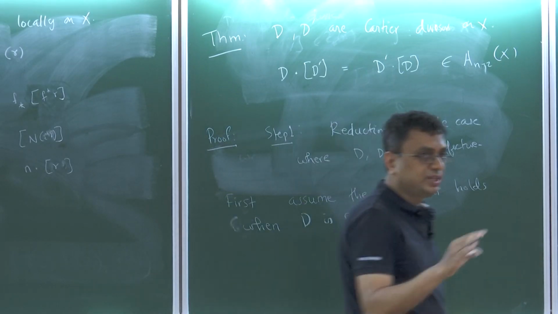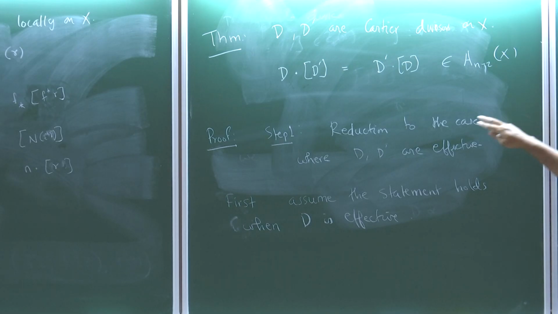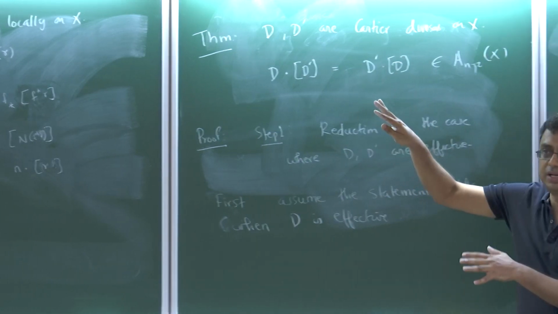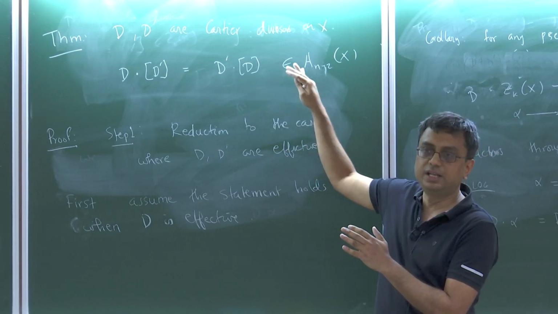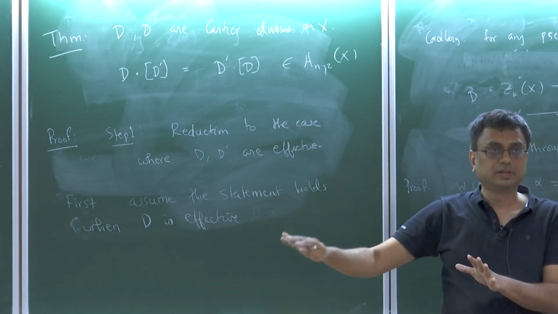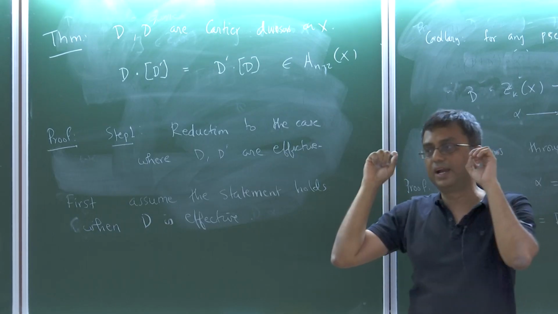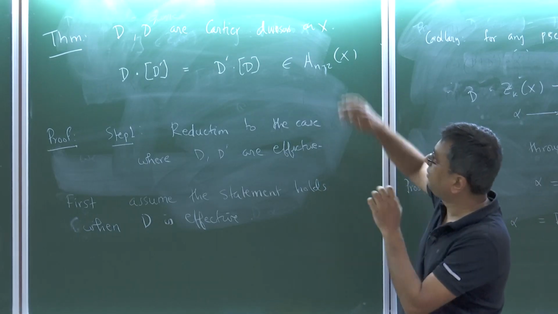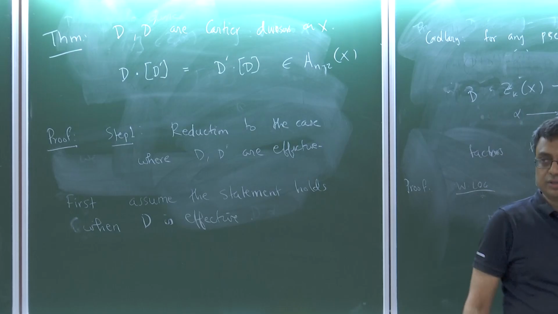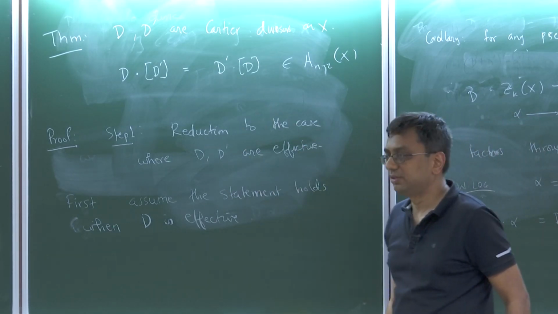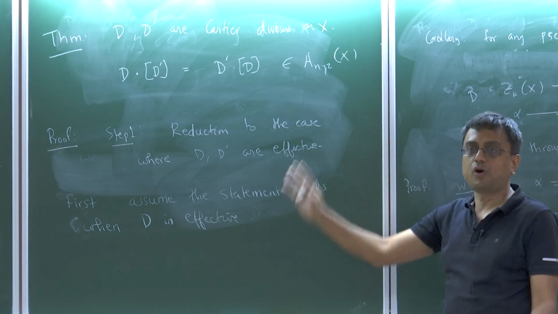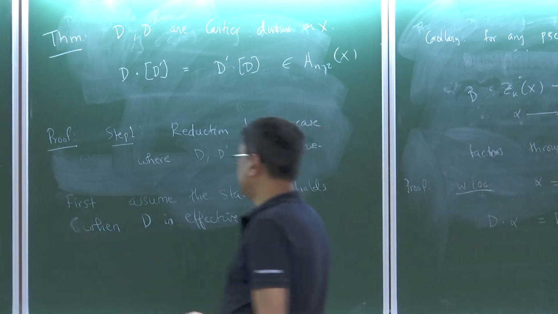Okay. So what I'm saying is whenever D is effective in this, I will handle D prime later, but first assume that D is effective and assume that this holds for every D prime and D effective. This holds for every D effective and every D prime on every X. Okay, X also will change. So if this theorem holds when one of the Cartesian divisors is effective, then the theorem holds for all D and D prime.